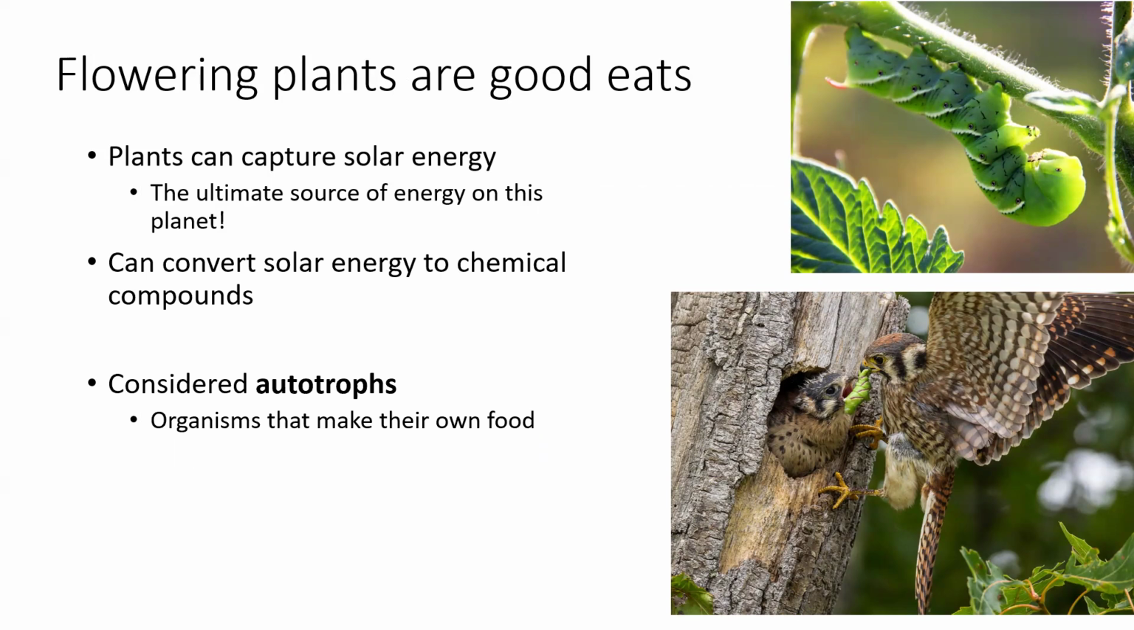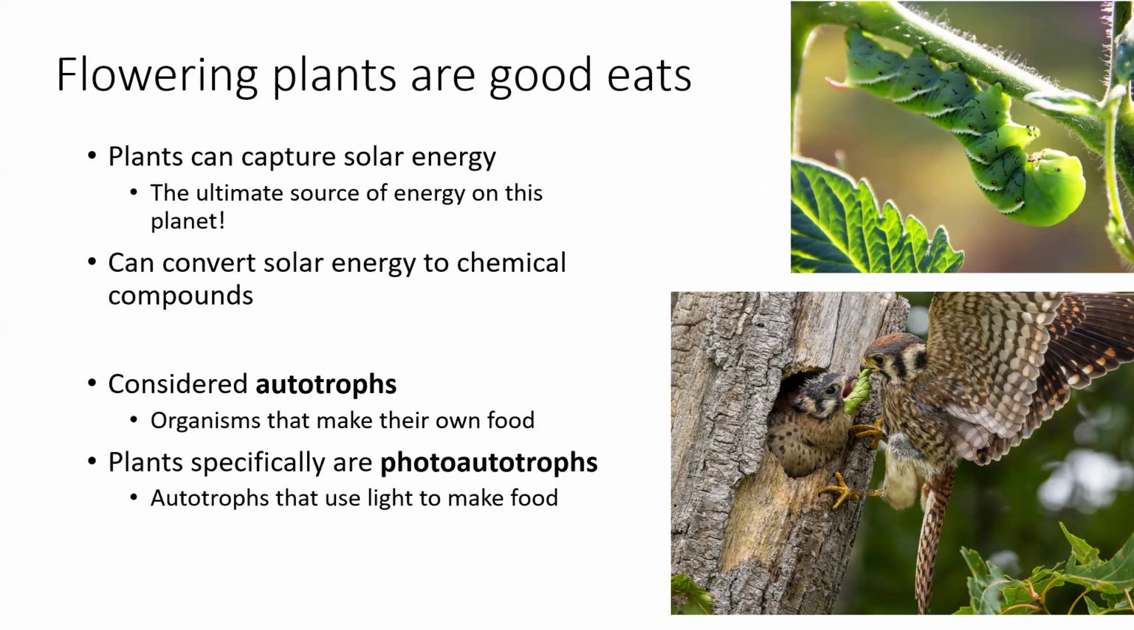So autotrophs are things that can make their own food, and plants we consider to be photoautotrophs. And those are organisms that use light to make their own food. Other things that can make their own food are like bacteria. Occasionally they can do that as well.